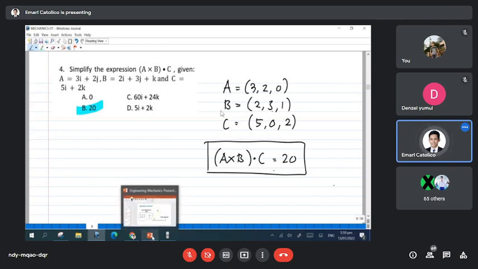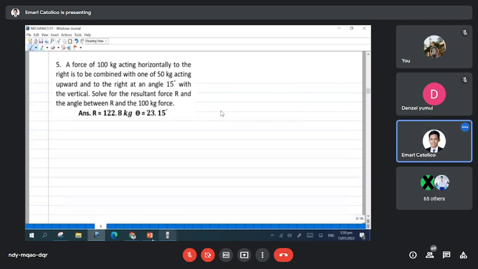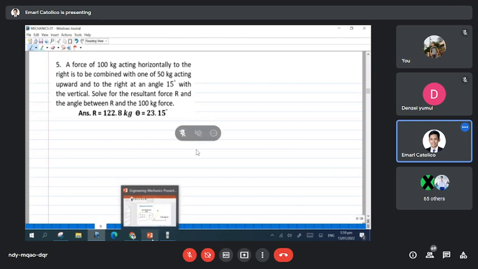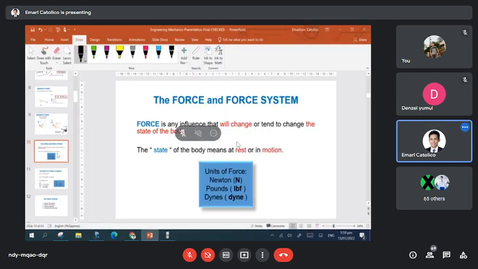So next topic is all about forces. Is there any question on vectors? Medyo maraming slide ito, 66. Wala? Okay, proceed na ako. So next topic natin is force and force system.